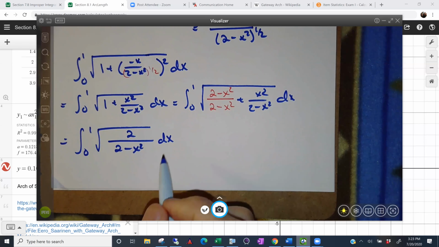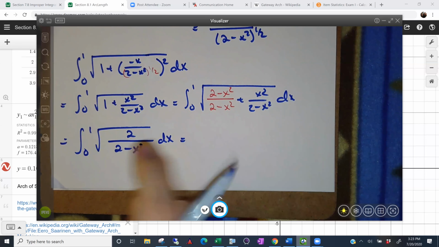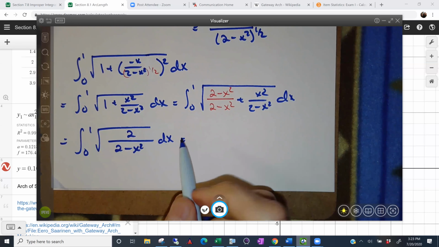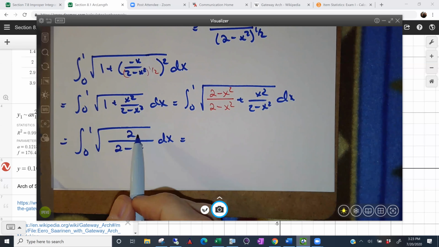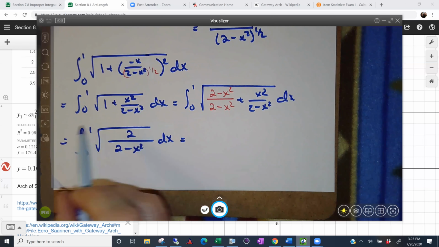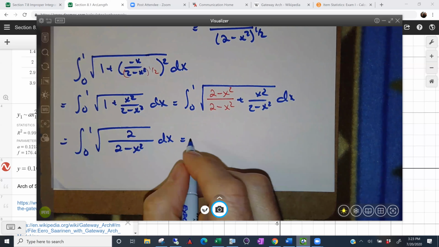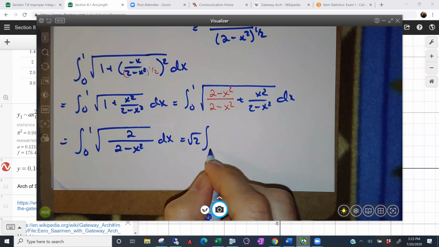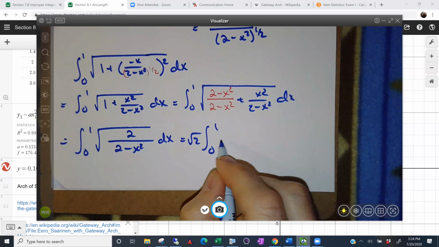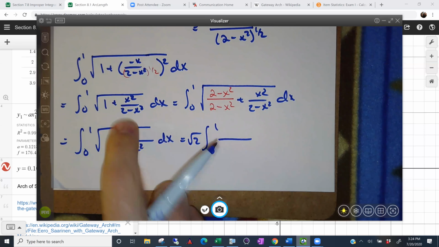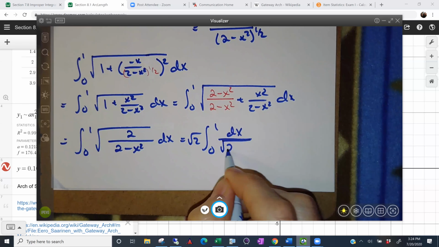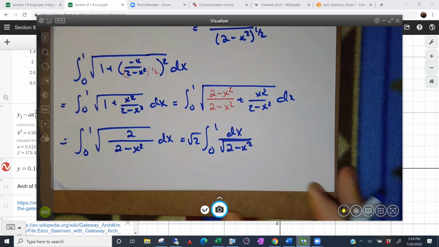So I'm going to clean up the numerator a little bit. In fact, I'm going to take the square root of the numerator and the square root of the denominator. The square root of the numerator is just the square root of 2. And because the square root of 2 is a constant, I can put that out in front. So it's going to be square root of 2 times the integral between 0 and 1 dx. I'm going to squeeze up top over the square root of 2 minus x squared.